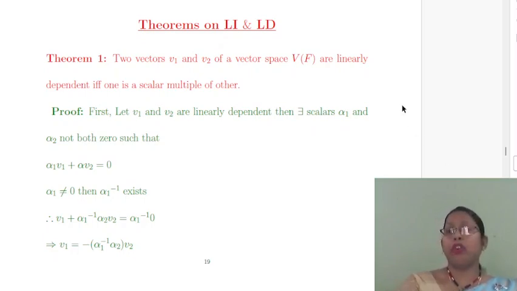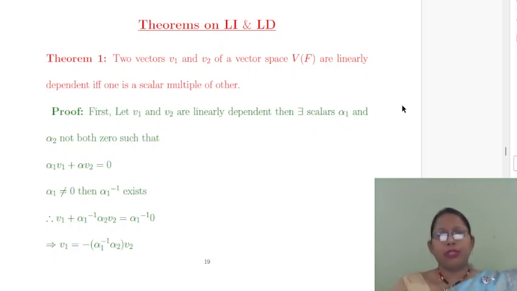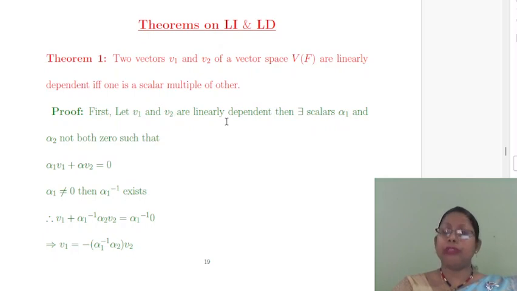Next is a theorem on linearly independent and linearly dependent sets. Two vectors v1 and v2 of vector space V over F are said to be linearly dependent if and only if one is a scalar multiple of the other. First, we are going to consider v1 and v2 as two linearly dependent vectors. Then by the definition of linearly dependent, there exist scalars alpha 1 and alpha 2, not both 0, such that their linear combination is 0.